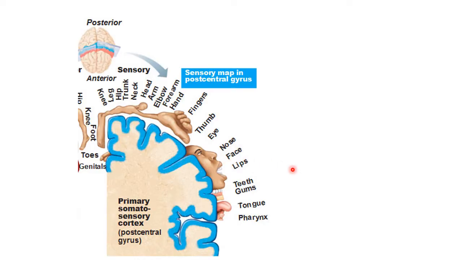So this is the image of how the lower limbs are connected with the cephalic part of the postcentral gyrus and the caudal part, which is connected to the face and the head. So this is about the primary somatosensory cortex, that is the postcentral gyrus.